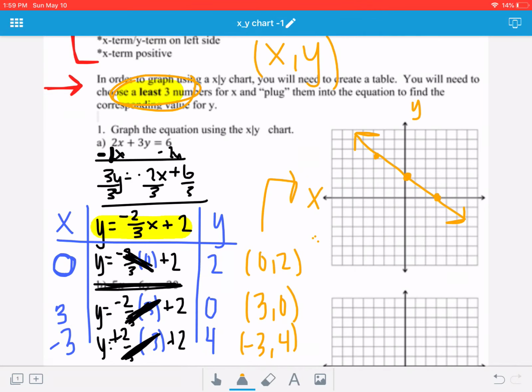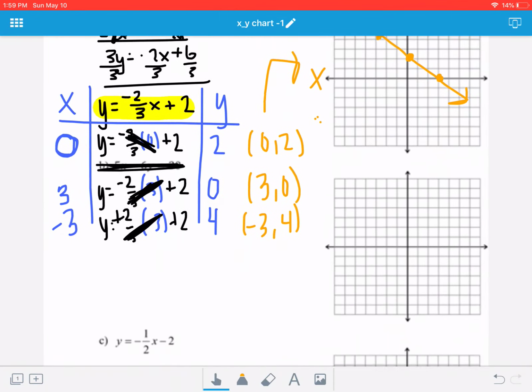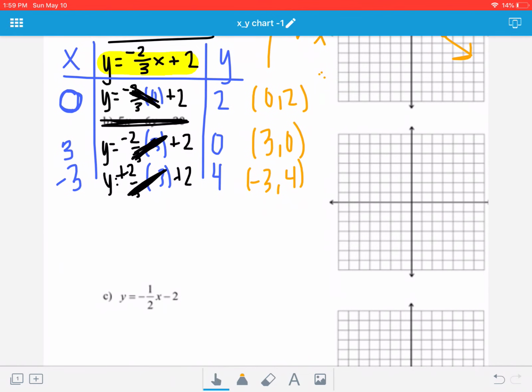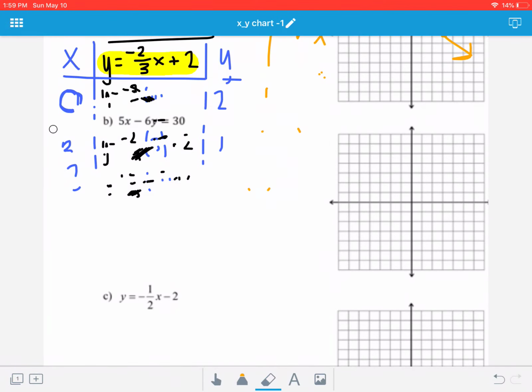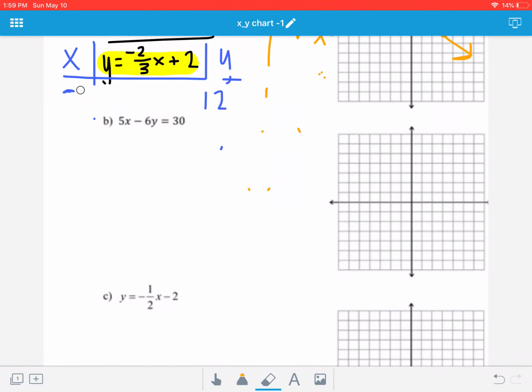Awesome. If you want to pause the video here and try the second one on your own, that's great. I'm going to erase and catch up with you here. So for B, 5x minus 6y equals 30. This is a line. There's no exponents or anything. It's a linear equation, so it's going to create a line.